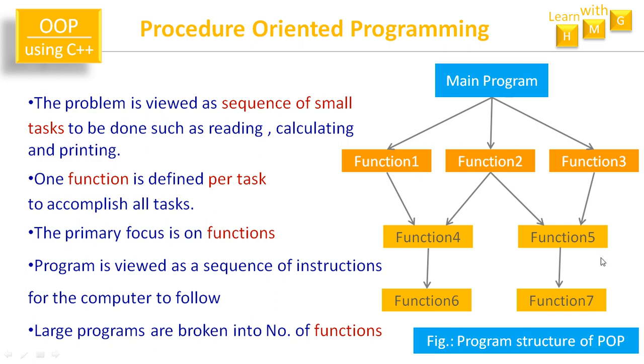Here you can see a set of 7 functions, and all these functions are arranged in a particular sequence, and finally the main task will be performed. Like this, the main program is divided into small functions. For example, here function 1, function 2, function 3. Function 1 has the subfunction 4, which again has subfunction 6, and so on. Like this it is for function 2 and 3 also. So in this way the program is divided into a number of functions.